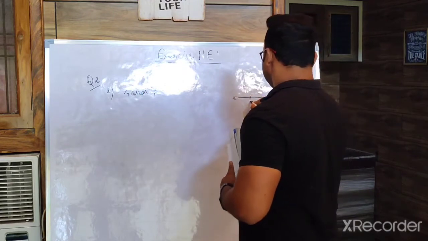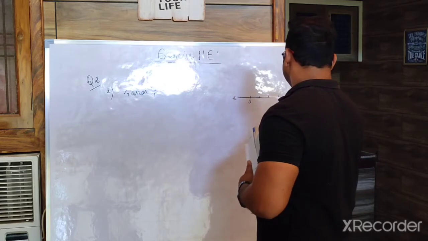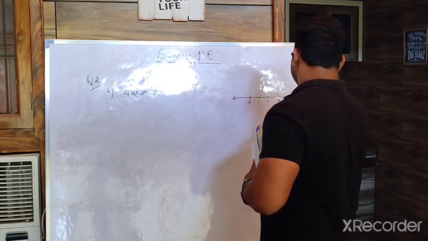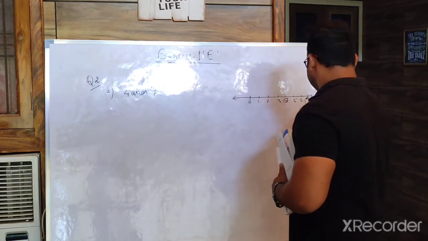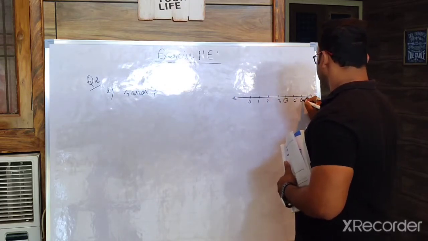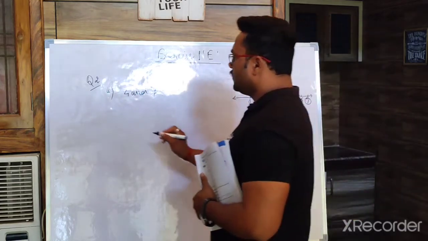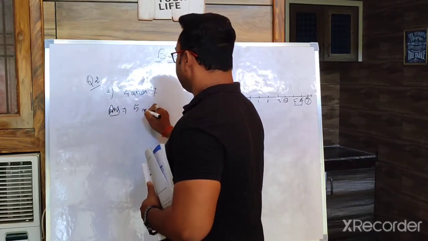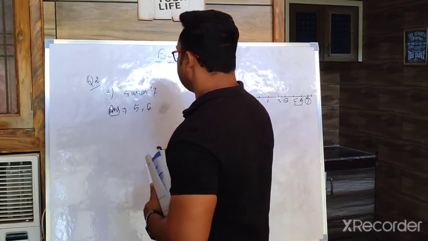Okay. It is 0, suppose 1, 2, 3, 4, 5, 6, 7. Now it is saying between 4 and 7 find two rational numbers. Okay. So you can see in between there are 5 and 6. So answer will be 5 and 6. Okay. These two are the answers.